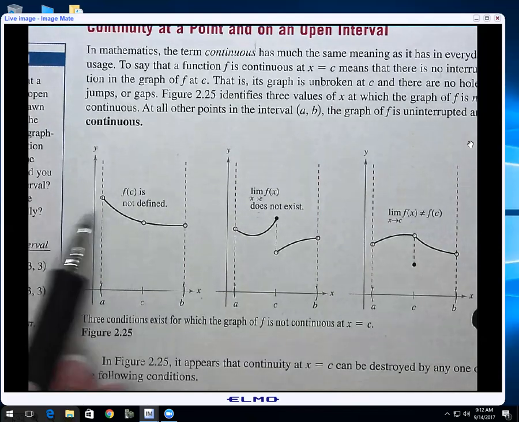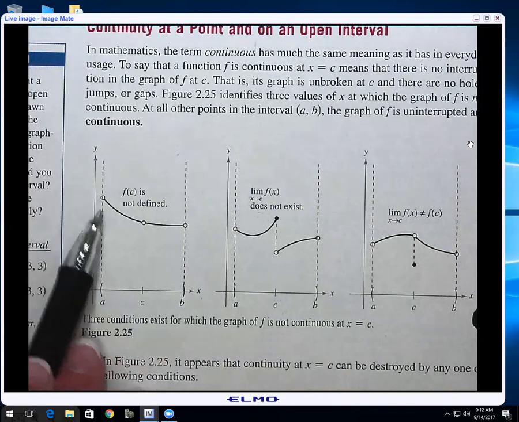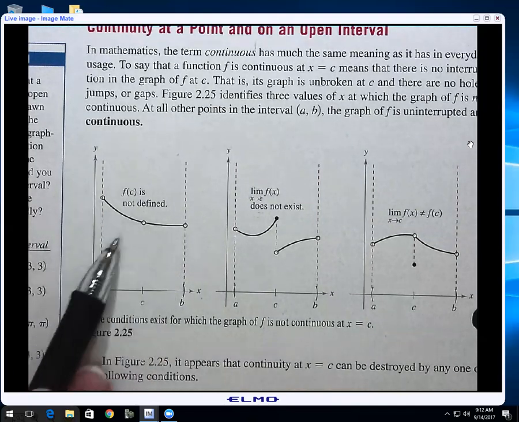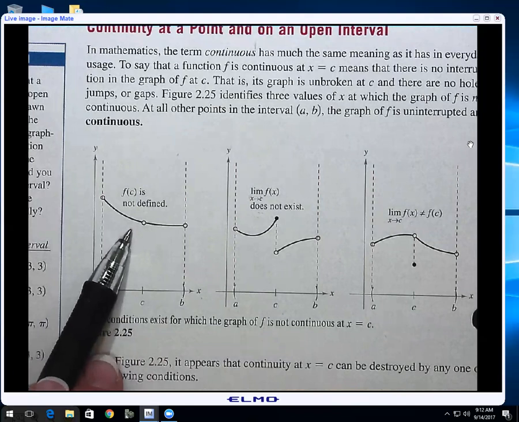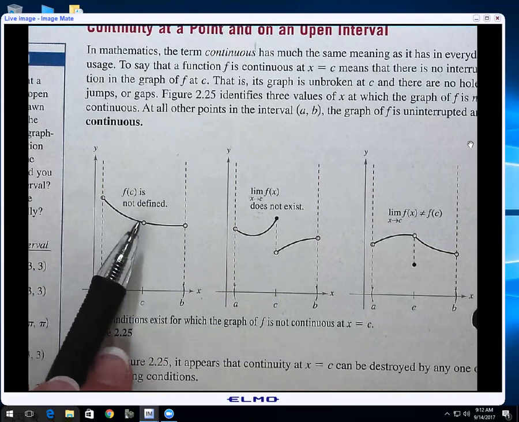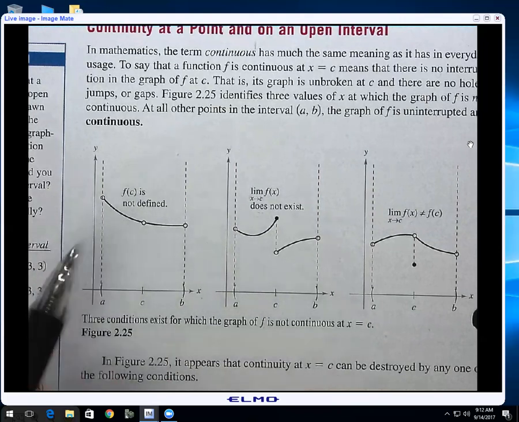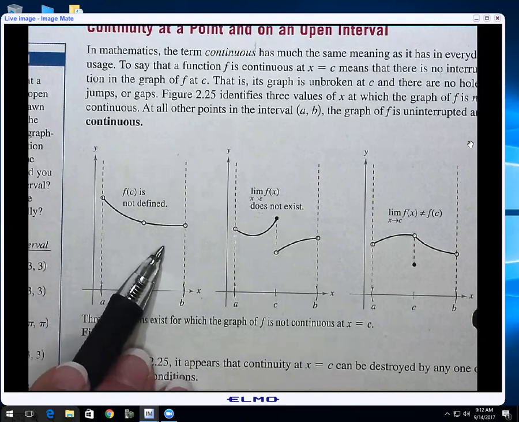And in this first illustration, that function is continuous from A to B, except for at the point C. F of C is not defined. If you were graphing that, you'd have to pick up your pencil at C, hop over it, and then continue. So that's one way that continuity can be destroyed: if there's a point where the function's not defined.